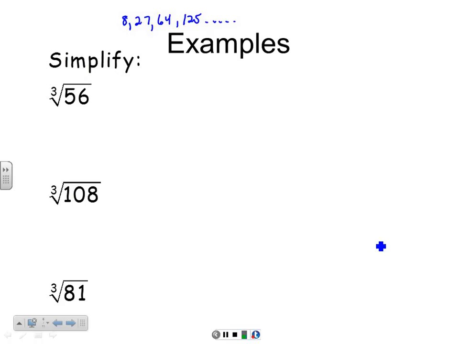So you're going to do the exact same process, but you're just going to use this list because now we have an index of 3. And so that tells me that I have to use the perfect cube list instead of the perfect square list. So which of these numbers will go into 56? And that's going to be 8. And it's going to be 8 times 7. So the cube root of 8 is going to be 2. So that's going to come out. And you can't take the cube root of 7. So that's going to stay under.